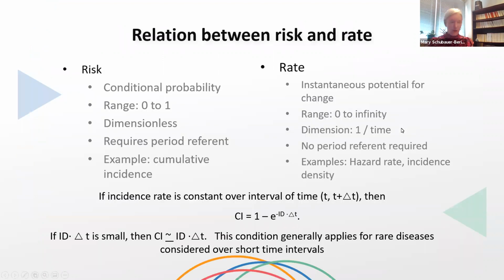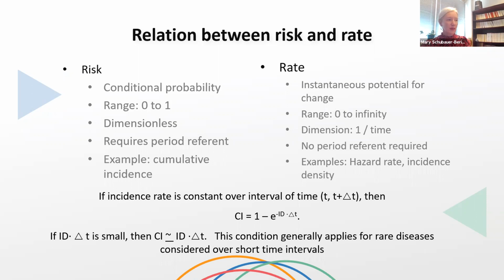So this has some related topics, relating risks to rates. Risk is a conditional probability. Its range is 0 to 1, and it's dimensionless, although it does require a period referent. An example of this is the cumulative incidence. Whereas a rate represents the instantaneous potential for change. Its range is 0 to infinity, and its units are the inverse of time. It doesn't require a period referent, and some examples are the hazard rate or incidence density.